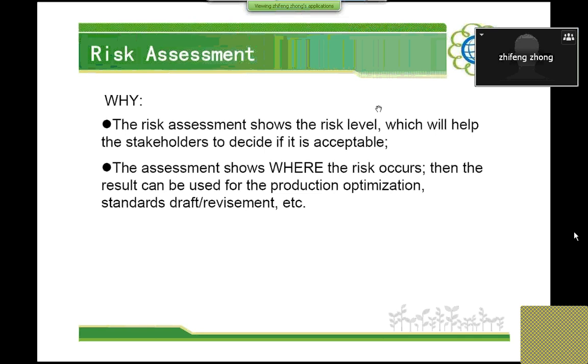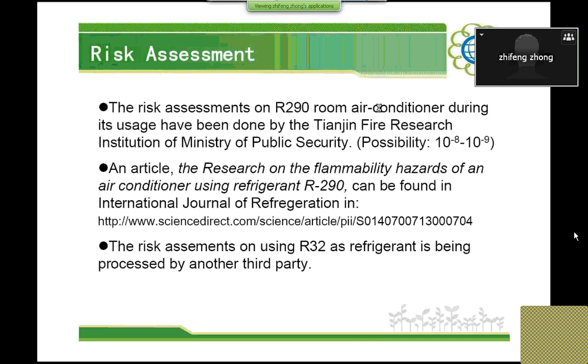As you know, we already finished the risk assessment on 290, and now we are doing some risk assessment on 32, and also we already share the risk assessment results in the chapter. So now our manufacturers are trying to do more to reduce the risk level, as I told you, and also to see if it is acceptable for them to promote such kind of productions into the market.